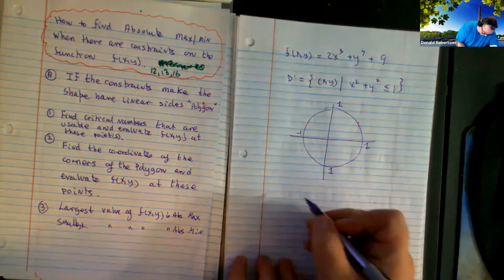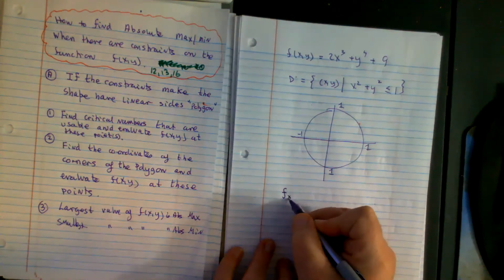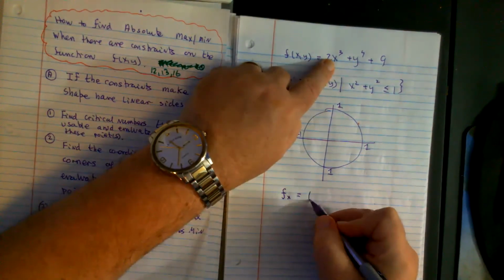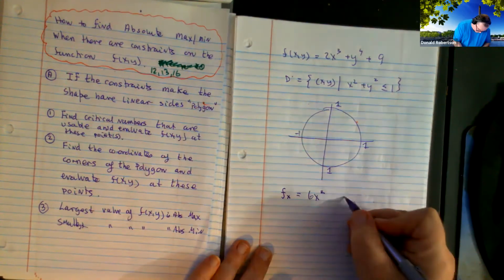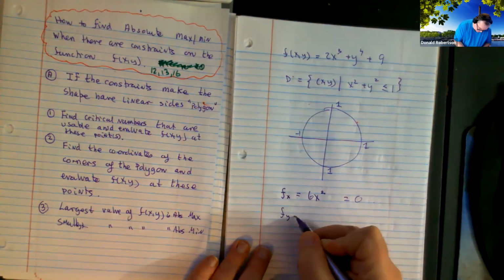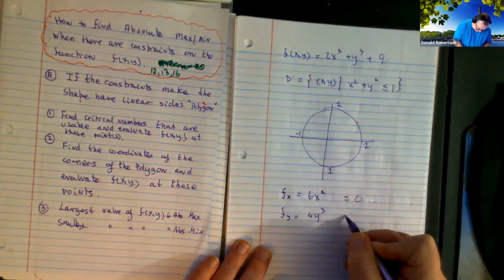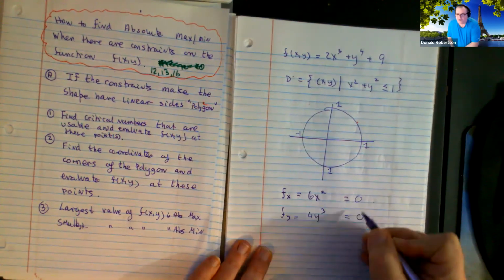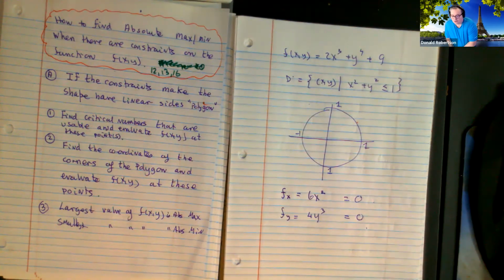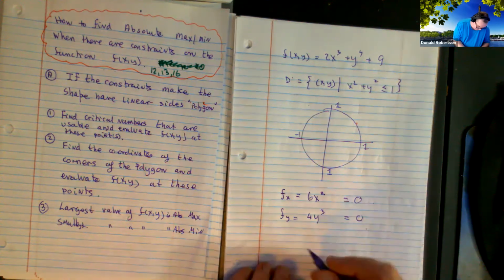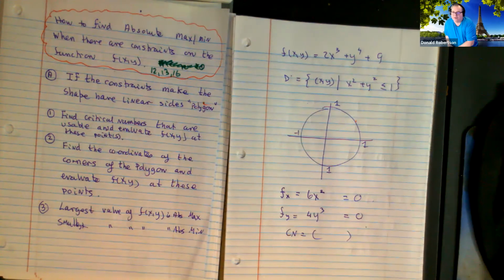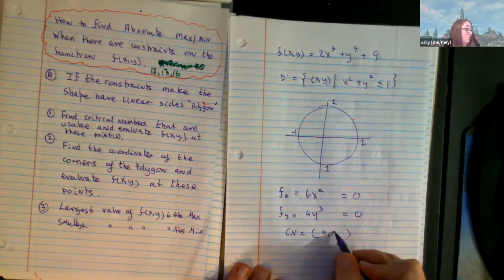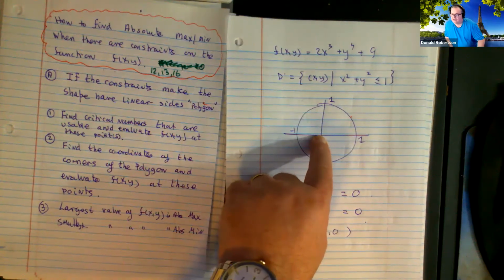But before we do that, let's find potential critical numbers. I got 6x squared. Well, that was boring. And I got 4y cubed. And that was equally boring. Would you agree that there's a no-brainer going on here again? What is the only combination that that's true for? What's the critical number? Again, the origin. And would you agree that is safely inside the region?